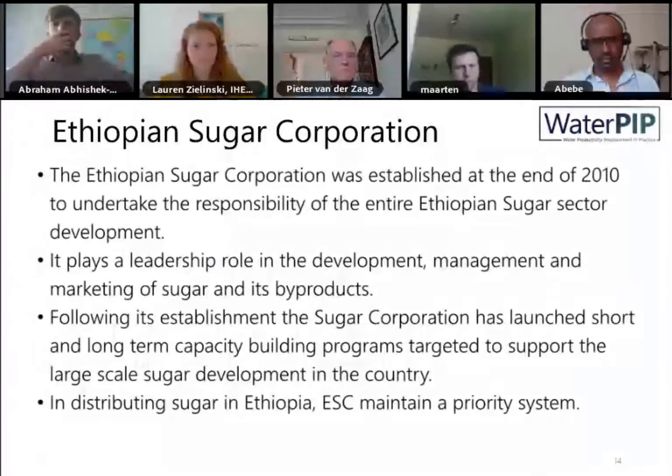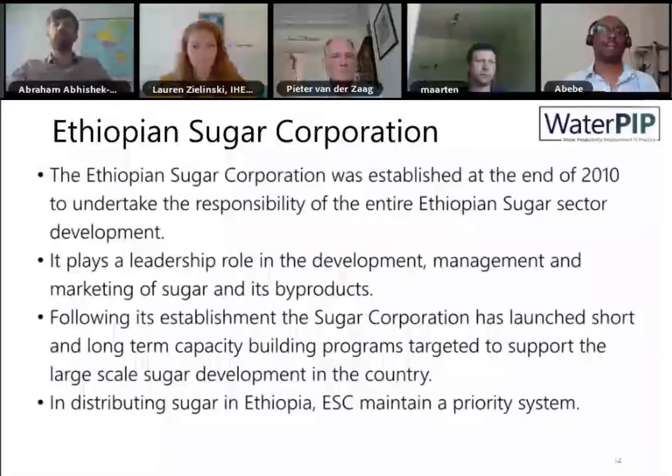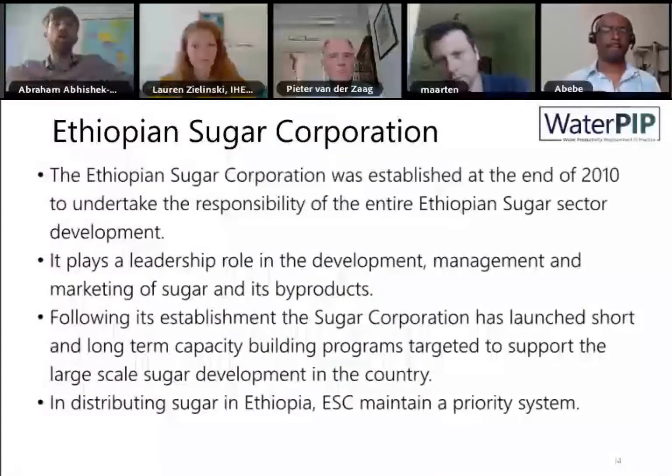With regards to the Ethiopian Sugar Corporation, it was established in 2010. It plays a leadership role in the development, management, and marketing of sugar. So that's an important thing that I didn't mention. The corporation manages all the sugar estates, but it's also directly involved itself in the marketing of sugar and all its byproducts. So they are also the ones that are distributing sugar for consumer retail, as well as distributing sugar towards industries that need sugar.